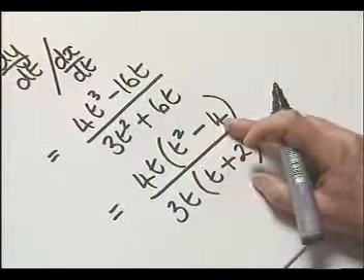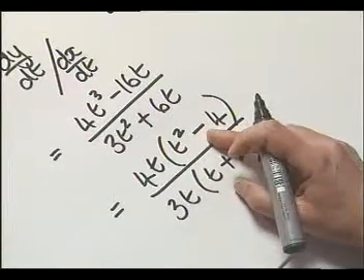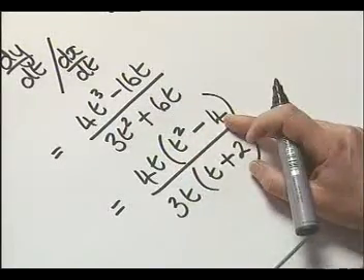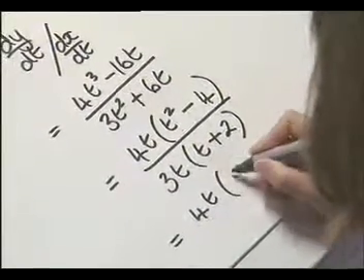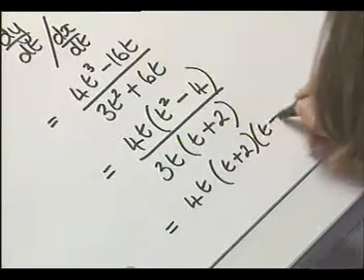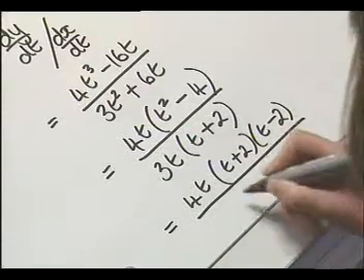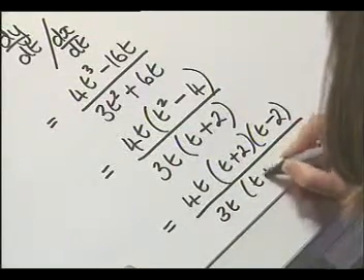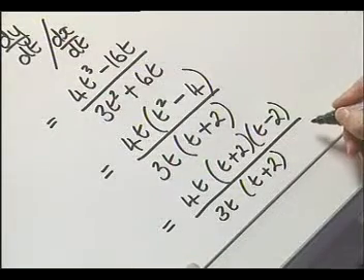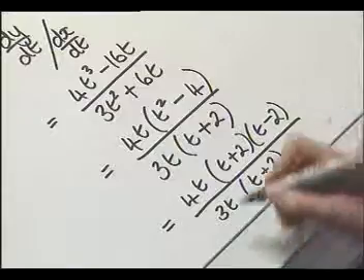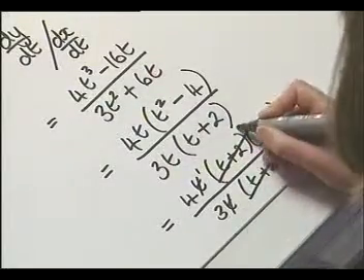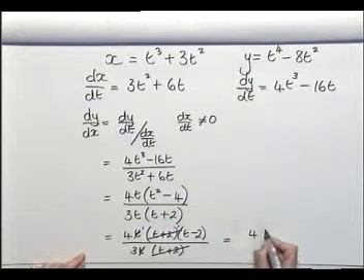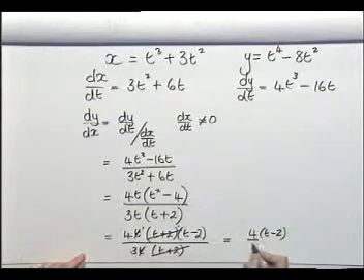Now we can go further here, because t squared minus 4 is actually a difference, the takeaway, between two square numbers. It's a difference of two squares. So we can express that as t plus 2 multiplied by t minus 2. And that's going to help us, because we can do some more cancelling and make it simpler for us before we differentiate a second time. So here, t goes into t once, t plus 2 goes into t plus 2 once. So we're left with 4 times t minus 2 over 3.